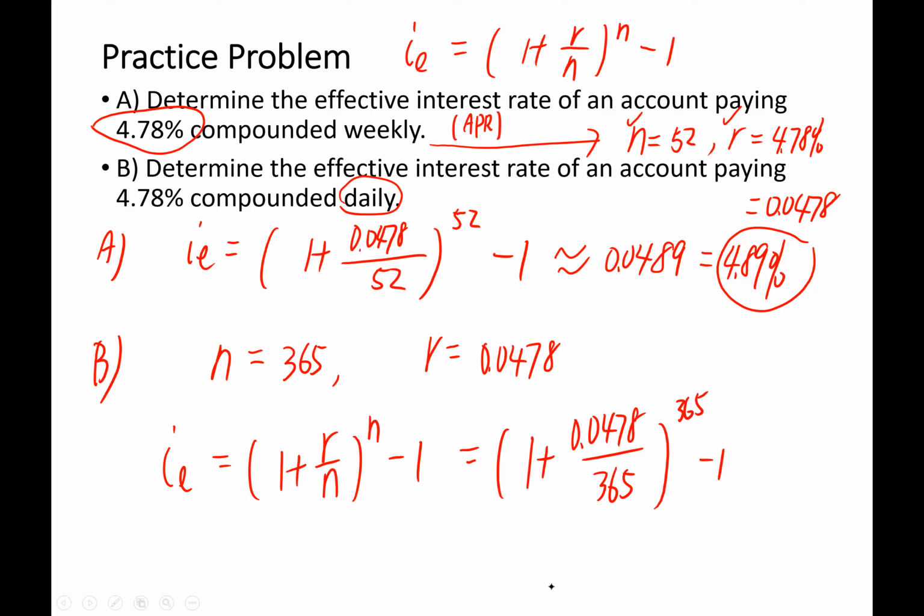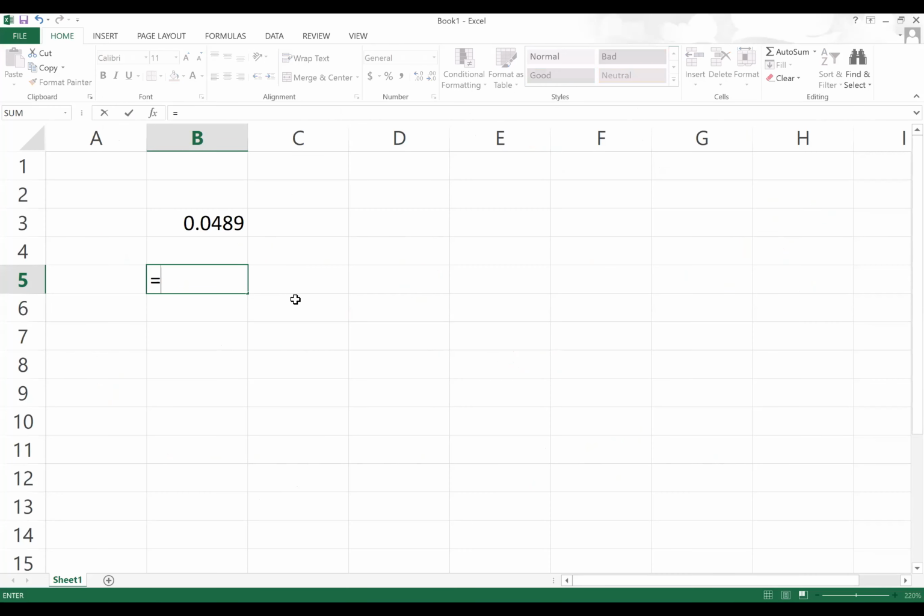And one more time, you just have to put it into the calculator or Excel. Let's see, 1 plus 0.0478 over 365, raised to the 365th power, minus 1. And let's see what that is. Again, it looks like it's slightly higher than that. So it's 0.04490, right? So slightly higher than the compounding weekly case.